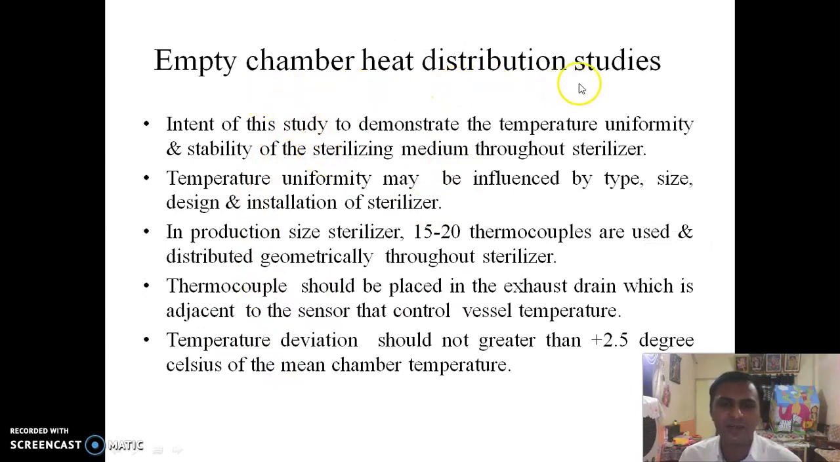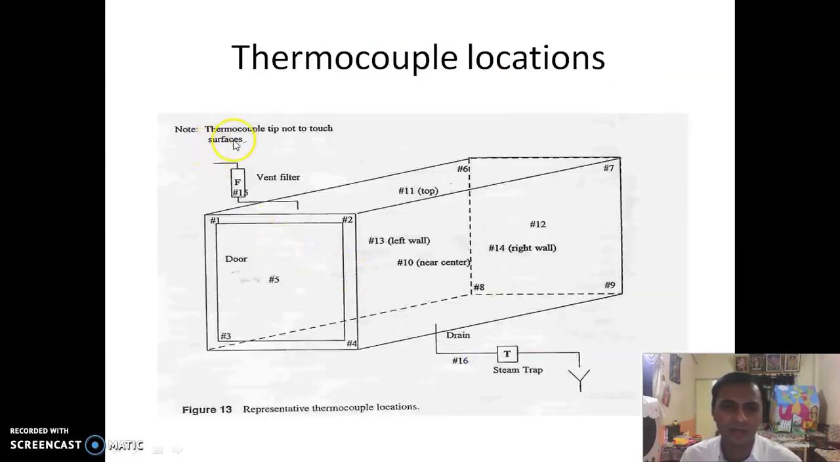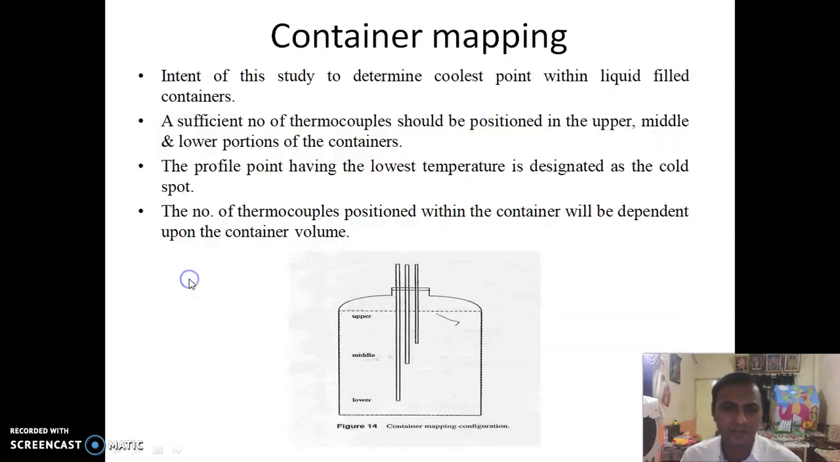Empty chamber heat distribution studies. To record the temperature, thermocouples are needed. You can see this diagram. Thermocouples are there, and their positions and locations are given to measure the temperature. Container mapping: different points are there, upper, middle and lower points.